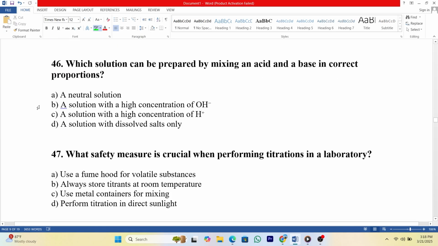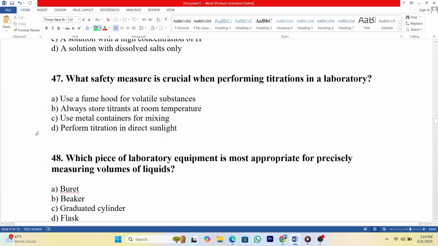46. Which solution can be prepared by mixing an acid and a base in correct proportions? A. A neutral solution. B. A solution with a high concentration of OH. C. A solution with a high concentration of H. D. A solution with dissolved salts only. Answer: A. A neutral solution.